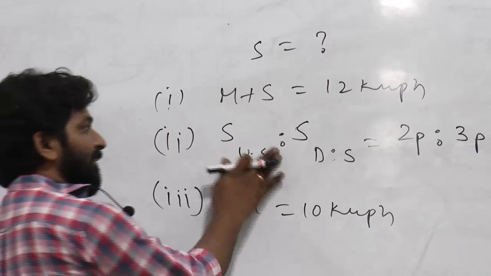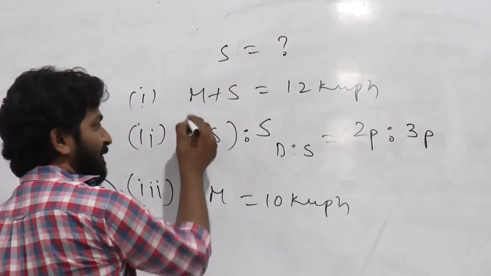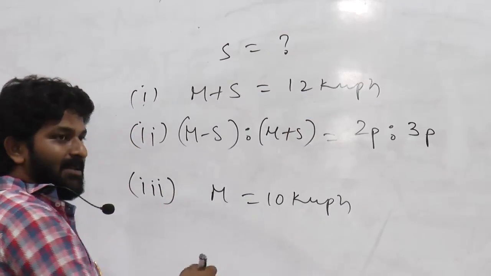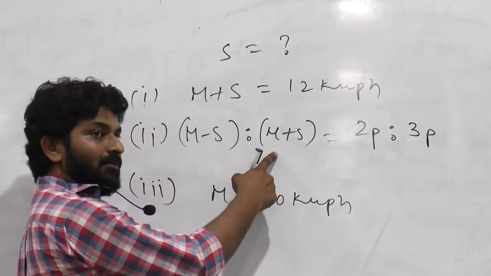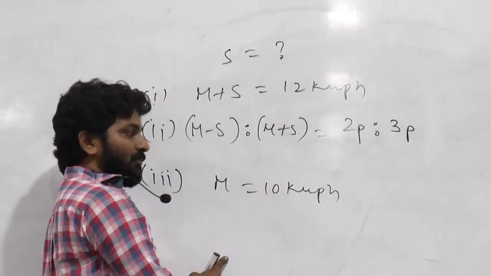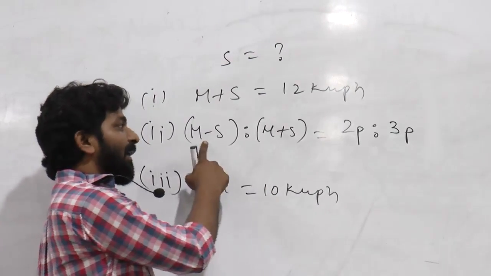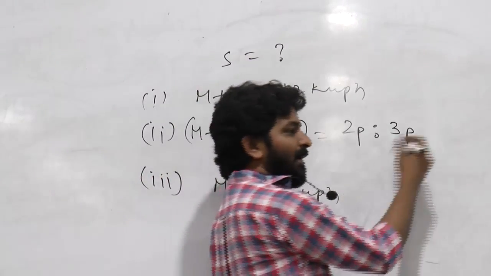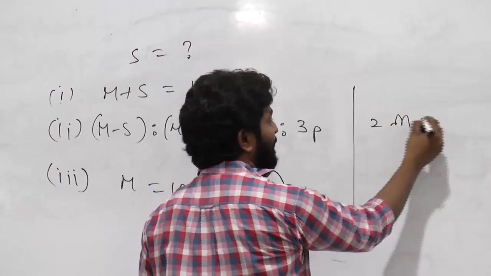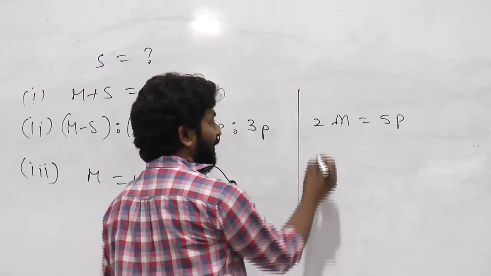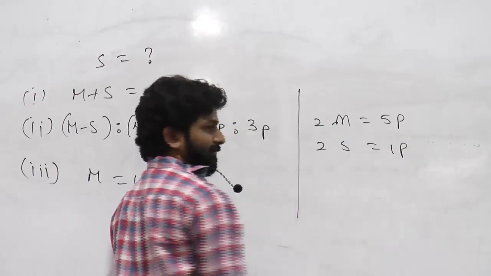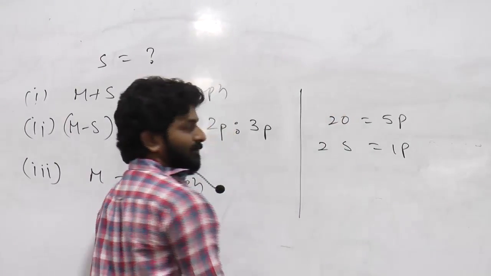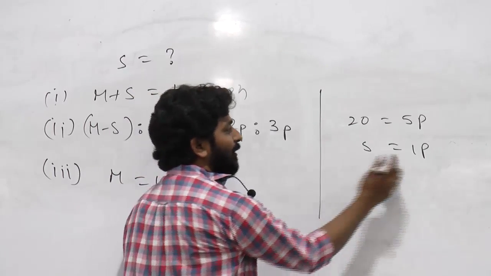Yes. This is m minus s, and this is m plus s. Yes? Add these two: 2m. Subtract this from here: 2s. Add these two, 5 parts. So 2m is equal to 5 parts. 2s is equal to 1 part. M is equal to 10. So 2m is equal to 20. S is equal to half part.